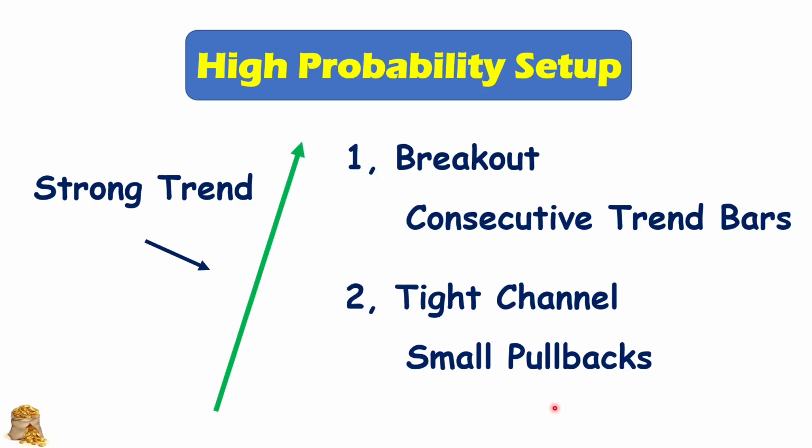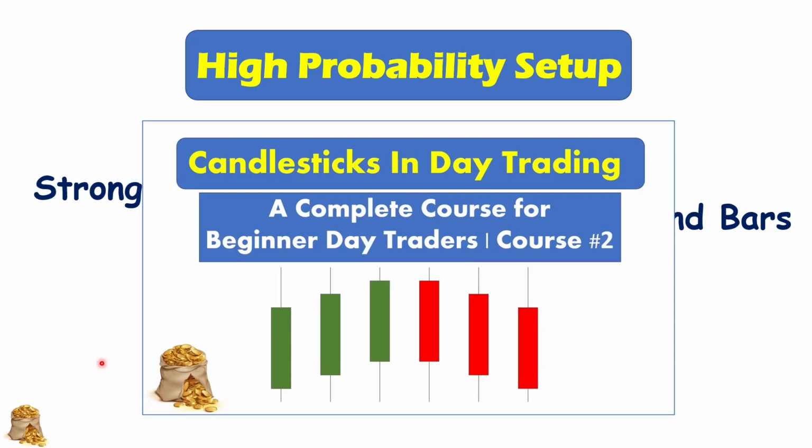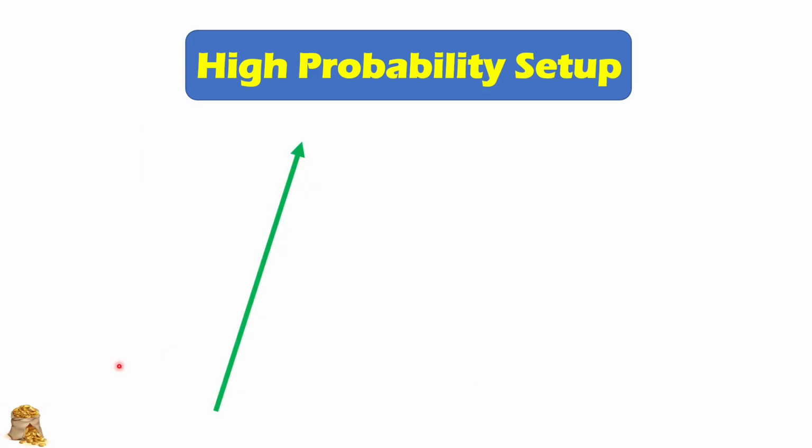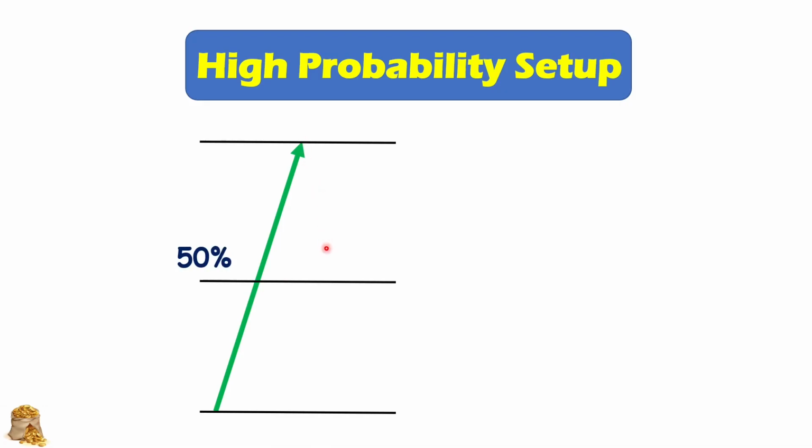Tight channel, the characteristic is there are small pullbacks and it's very hard for you to see a large movement against the trend, so it's not easily reversible. How to define the trend bars and how to decide the market is very strong, I have a video called candlesticks in day trading that you can find on my channel. Then we measure from the bottom of the trend to the top of the trend and find the 50% retracement level. Basically, all the brokers should have this Fibonacci retracement indicator ready for your charting. So you just need to put it up.